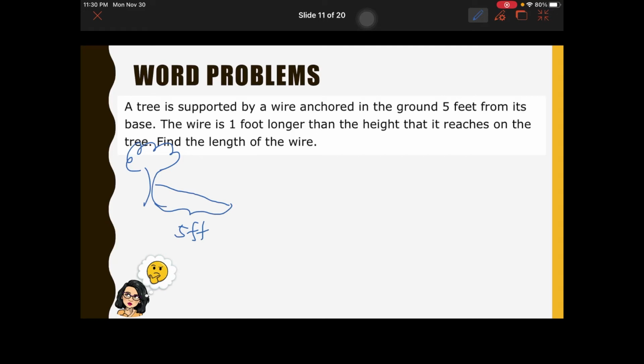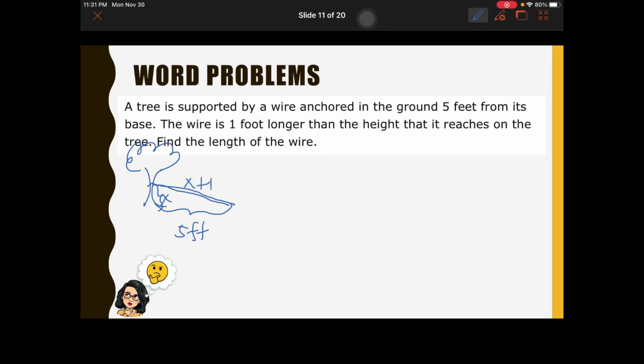So, the wire itself is 1 foot longer than the height that it reaches on the tree. So, if we will let the height be x, 1 foot longer daw yung wire. So, ito yung wire natin. So, dahil 1 foot longer po siya, we will use the expression x plus 1. Okay? So, how do we solve this?